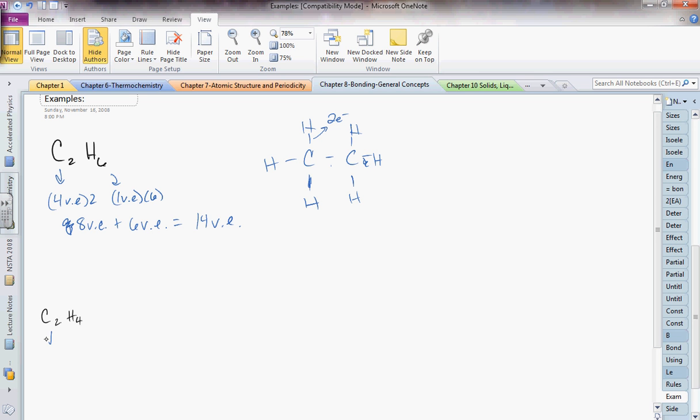Now contrast that with C2H4. Once again, 4 times 2, so we have 8 valence electrons from the carbon. We have 4 hydrogens, which gives us 4 more valence electrons, and so that's 12 valence electrons altogether.